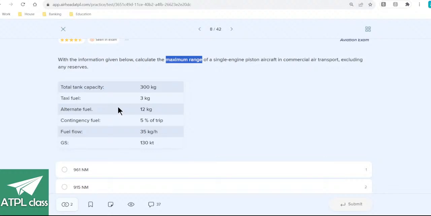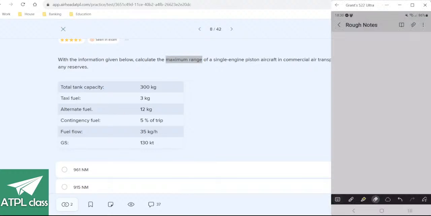We can work this out. We've got a fuel flow and we can work out the time. So let's get my screen up. Total tank capacity, 300 kilograms. We're going to need 3 kilograms of that for taxi, and a further 12 for alternate, and contingency will be 5% of trip, so we need to consider that later. But that's what, 15, so it's going to be 285 kilograms we have to play with. Our fuel flow is 35 kilograms per hour.